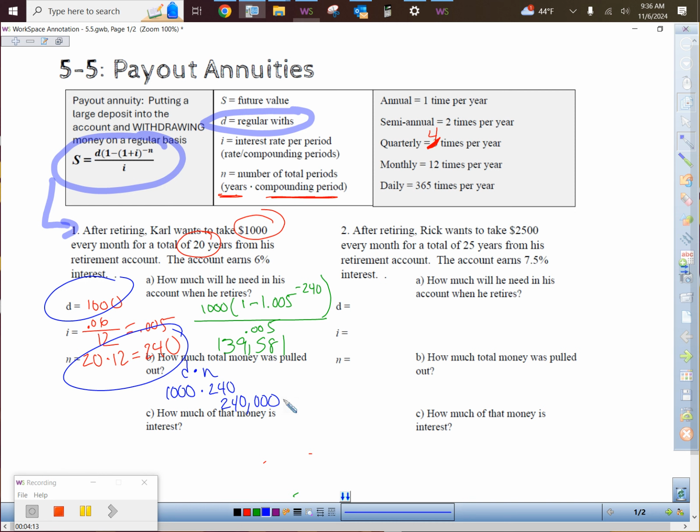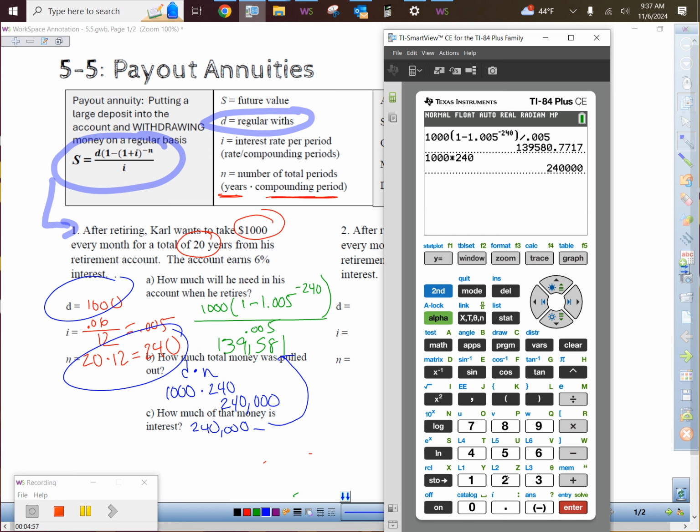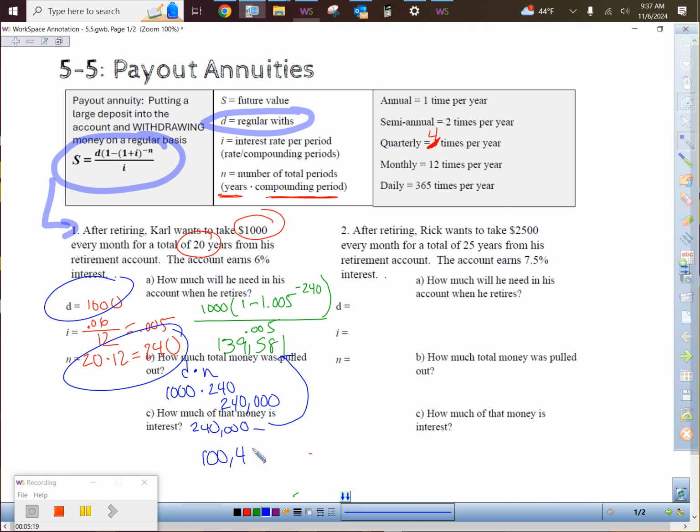And as the 20 years passed, that money sat in his account and earned interest, right? So he earned all the way up to getting $240,000 with all of that interest. So how do you find the interest? We take that $240,000 and take away that answer right there. So I'm going to do $240,000 minus that number that we got for Part A, 139,581. So he basically made $100,000 and 419 as well. $100,000 plus the 419.